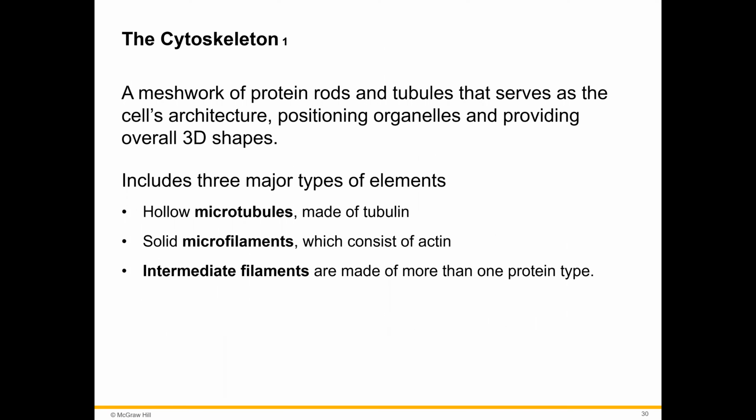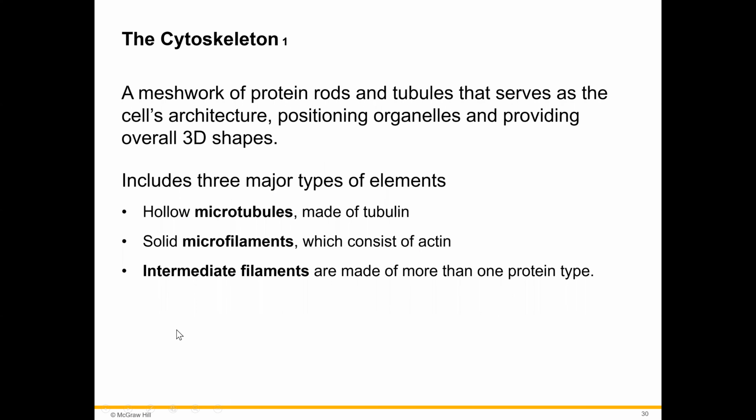Cytoskeleton, a meshwork of protein rods and tubules that serves as the cell's architecture, positioning organelles, and providing overall 3D shape. Now, there are 3 types of elements that make the cytoskeleton. Hollow microtubules made of tubulin, solid microfilaments, which consist of a special protein called actin, and intermediate filaments. They are made of more than one protein type.